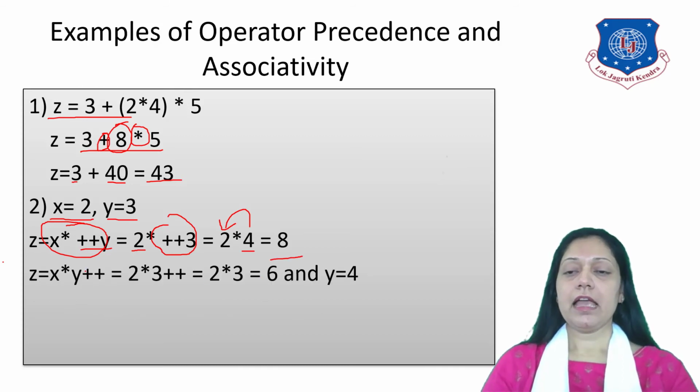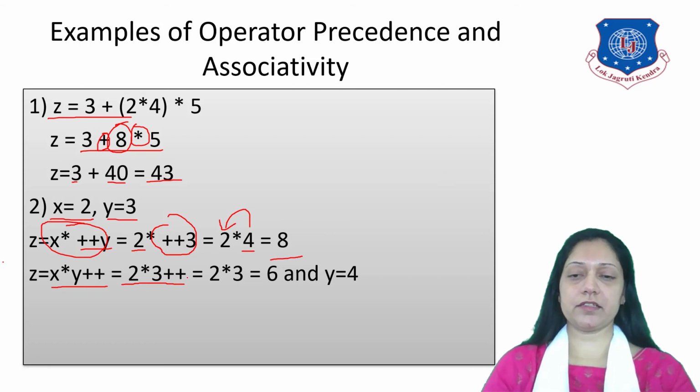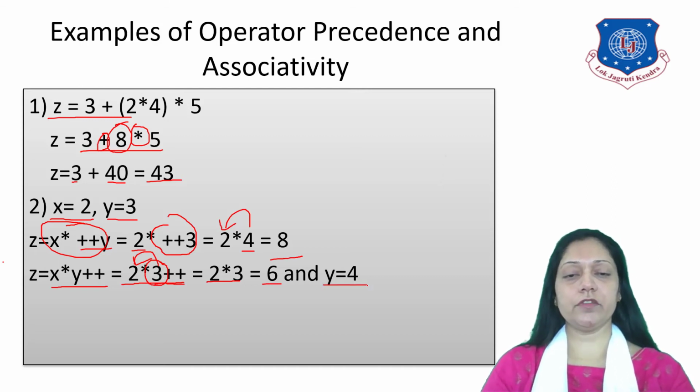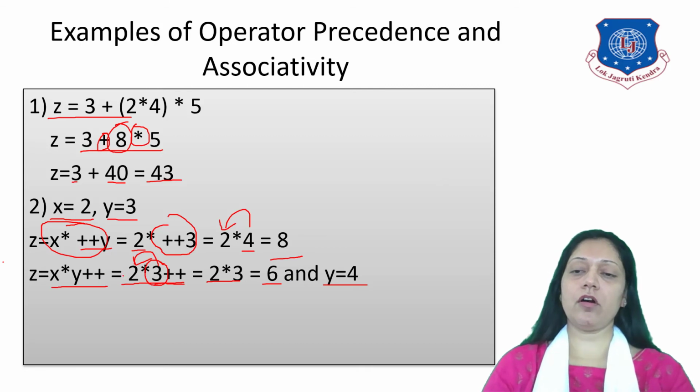Next one is z is equal to x multiplied by y++. Now here we are using the postfix increment operation. So this is our expression by substituting the values, that is 2 multiplied by 3++. Now ++ has higher priority, so we will come here. But since it's a postfix operation, it means we have to use the value of 3 first and then afterwards we'll increment it to 4. So the value of 3 is used first. It is multiplied by 2, that is 2 into 3, which becomes 6. And then afterwards we'll increment the value of y, so y will become 4. Since it's a postfix operation, the increment is done after the expression is evaluated.